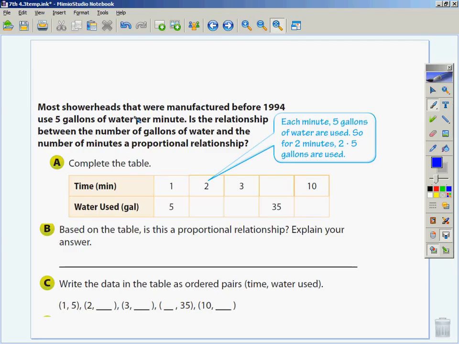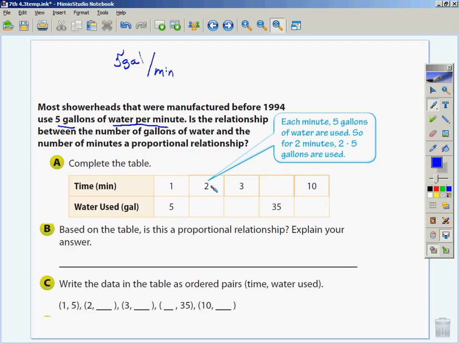Okay. Most shower heads that were manufactured before 1994 use 5 gallons of water per minute. Can anybody tell me what 5 gallons of water per minute is? We talked about it earlier this week. What is it? 5 gallons of water per 1 minute. It's a unit rate. It also is that constant of proportionality that we've been talking about. The unit rate and K, in fact, are the same in this case.